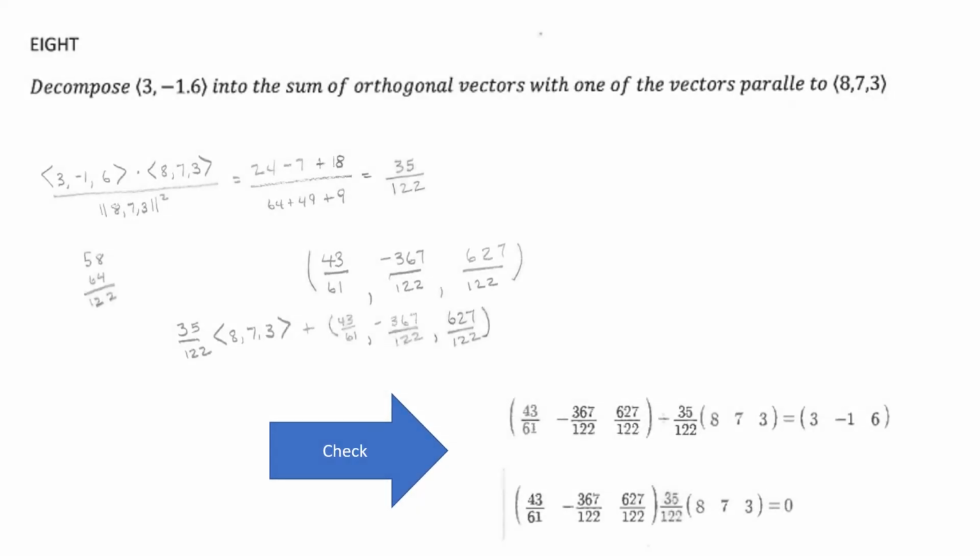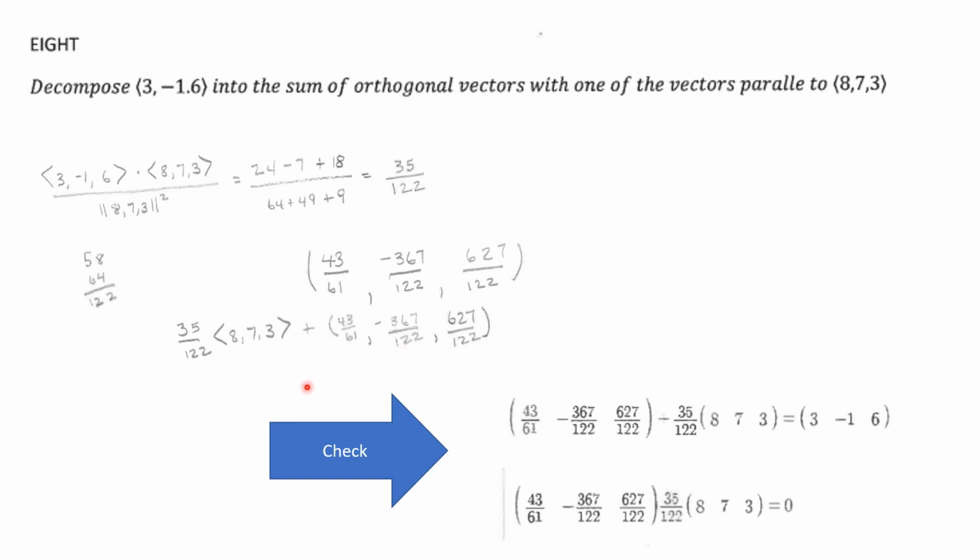This is number 8, where we were to decompose the vector (3, -1, 6) into the sum of orthogonal vectors, one of which is parallel to (8, 7, 3). We get the scalar coefficient for (8, 7, 3) by taking the dot product divided by the norm of (8, 7, 3), and we take this coefficient times (8, 7, 3), which is a unit vector in the direction of (8, 7, 3). Then we subtract that from this vector, and we have a component that is perpendicular.